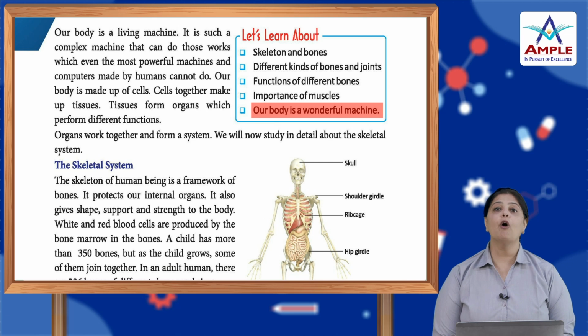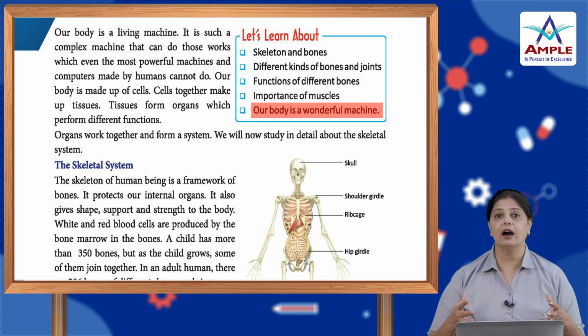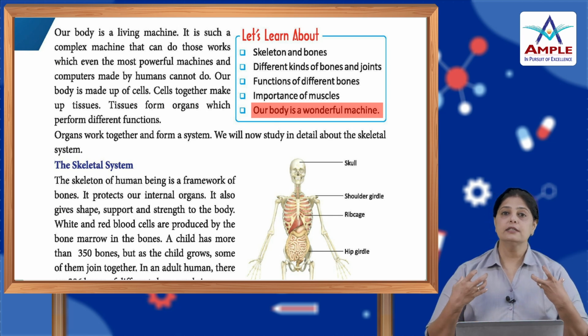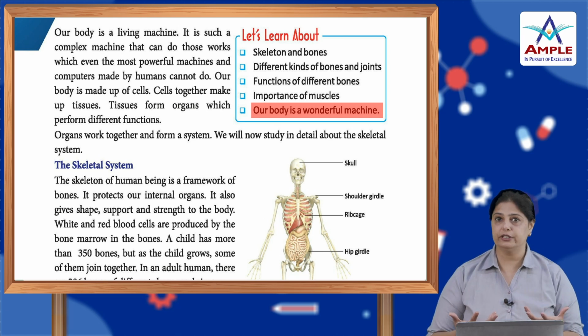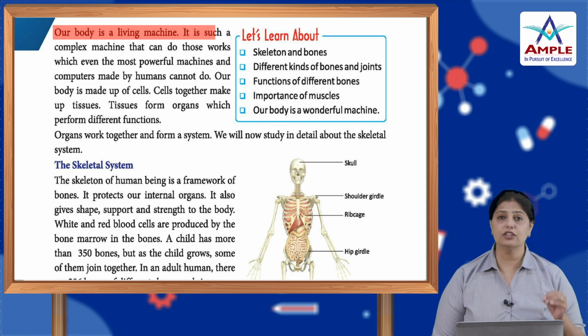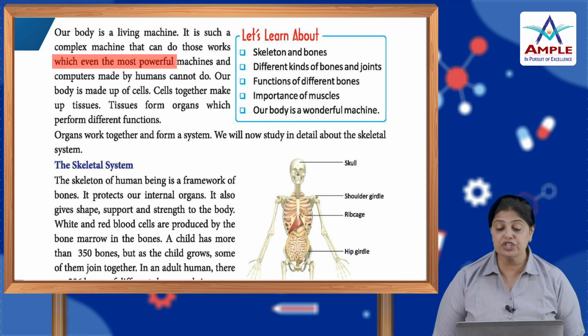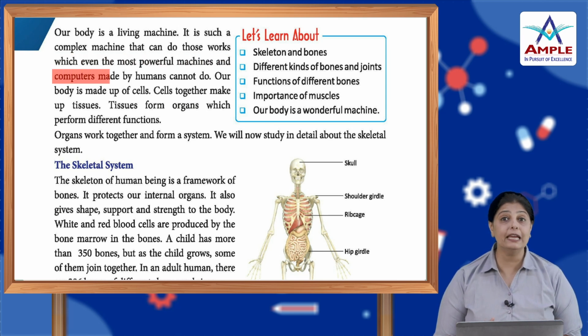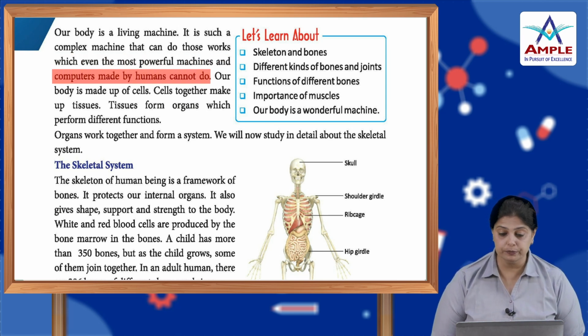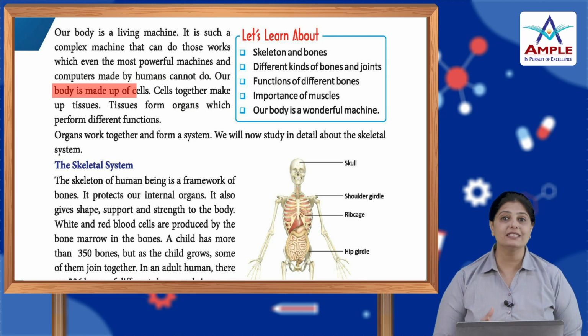We all know that we are living machines. We just function and do things as per the signals that are given by our body. So our body is a living machine. It is such a complex machine that it can do those works which even the most powerful machines and computers made by humans cannot do. Our body is made up of cells.